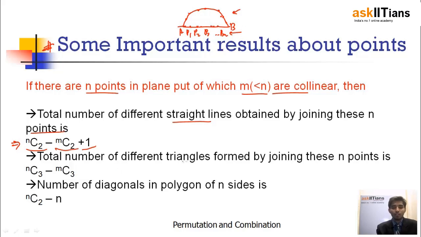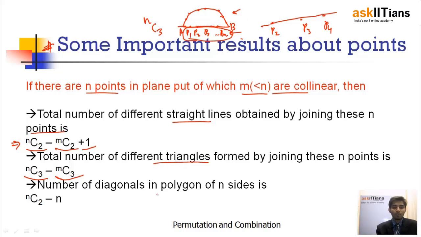Now if I want to find out the total number of different triangles that can be formed, then that will be given by, first of all, if I connect any 3 points out of these n points, I will get a triangle. But when I connect any 3 points out of these m points, I will get a straight line. Suppose I take p2, p3, p4, I will get a straight line because these 3 points are collinear. So I will have to remove all these cases. So mC3 I will remove from nC3. So mC3 will be the total number of ways of selecting any 3 points out of these m collinear points.